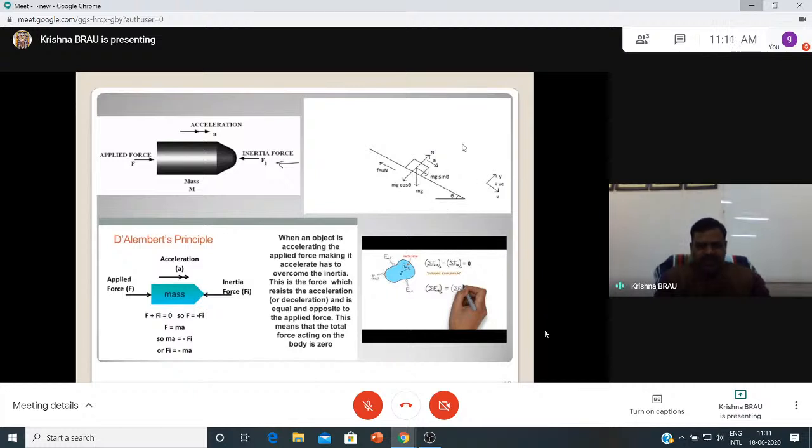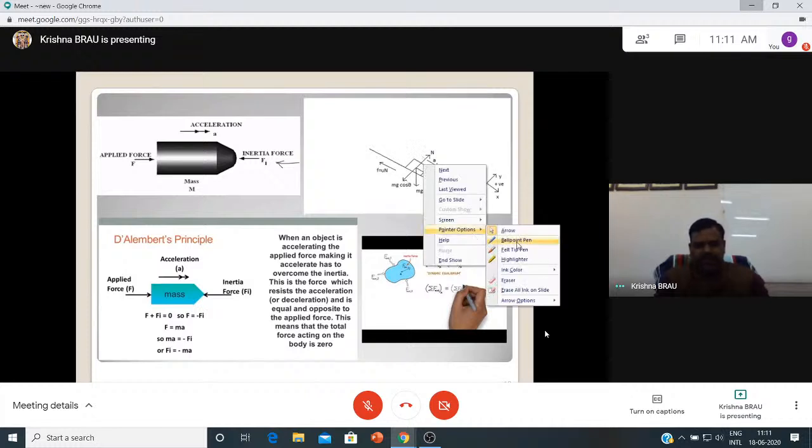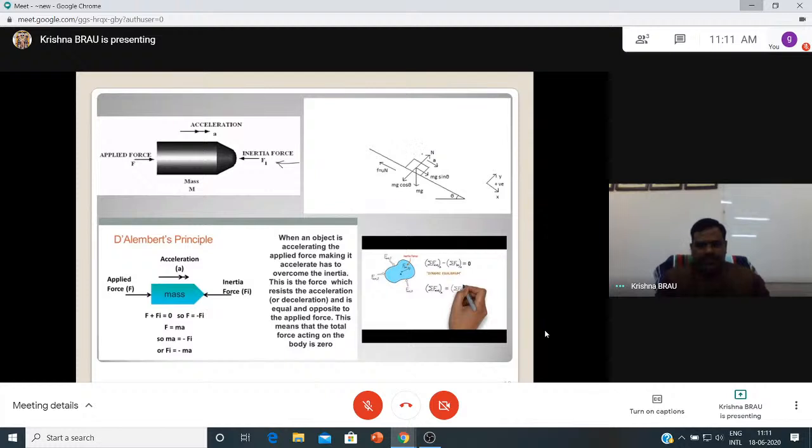Now let us consider this case, where we can consider the components along this direction and the components in the tangential direction. We can consider normal and tangent, along the plane and perpendicular to the plane. This is the normal direction and this is the tangential direction. So now, this mg is the weight acting, this is a plane surface and this is the inclined surface.